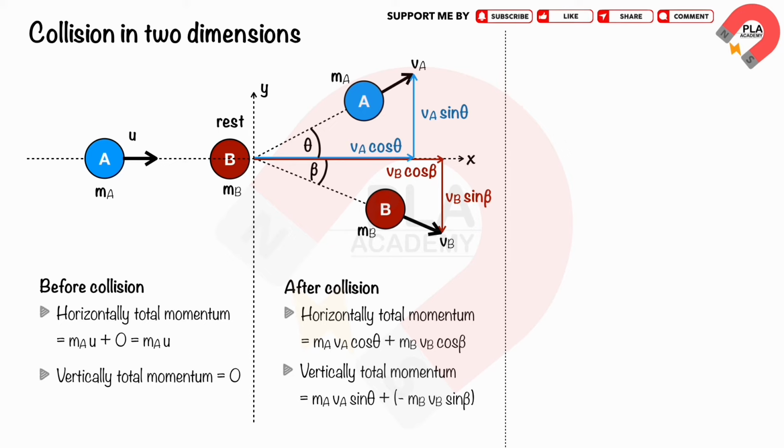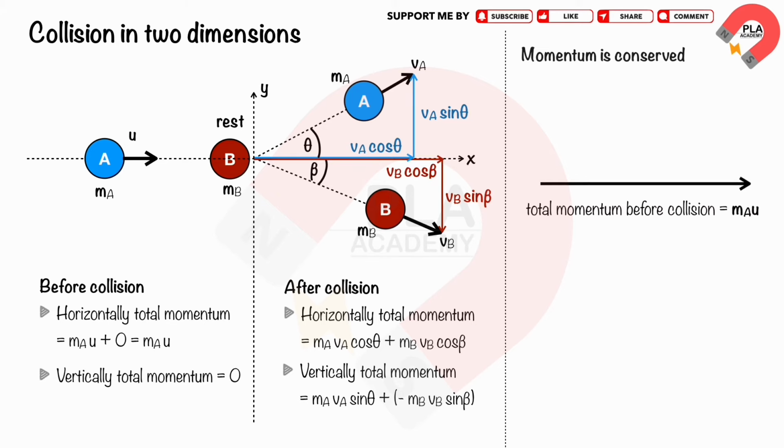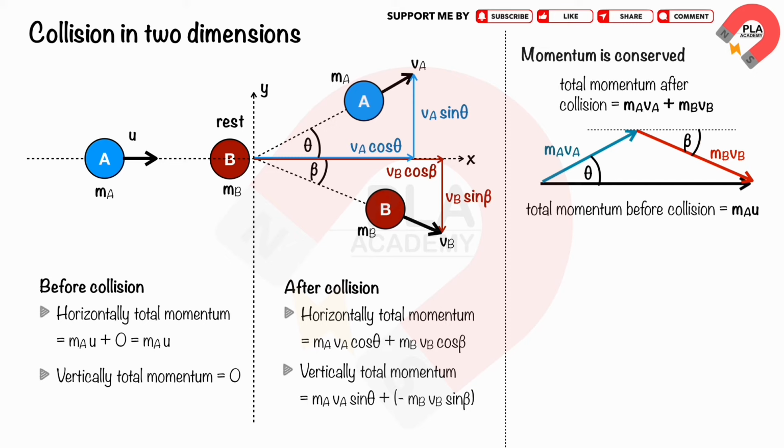The momentum must be conserved during the collision. The total momentum before collision is shown by the momentum vector of ma u, like this. The total momentum after collision is shown by the sum of the momentum vectors of ma va and mb vb, like this. This shows that ma u equals ma va plus mb vb.